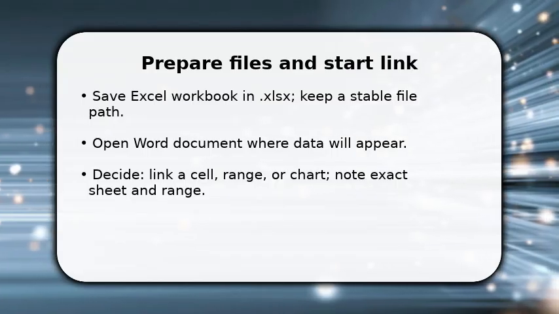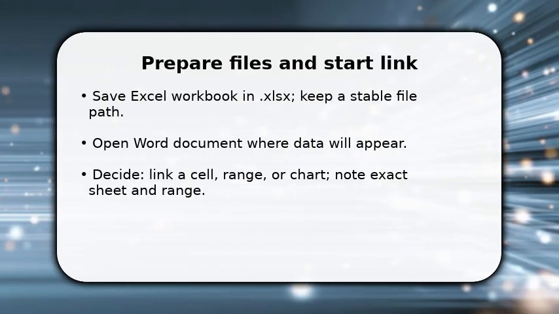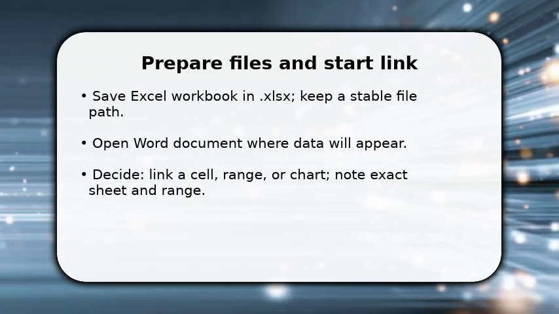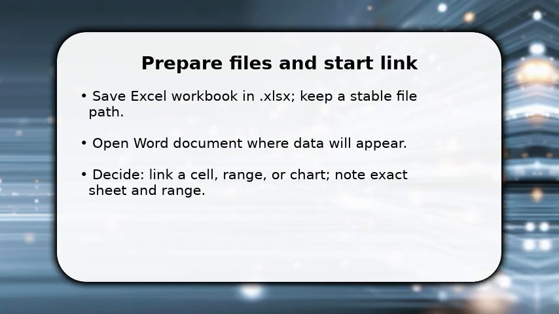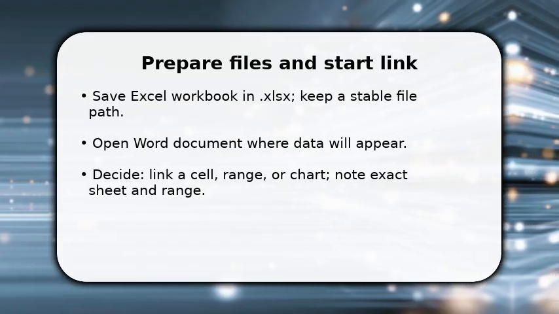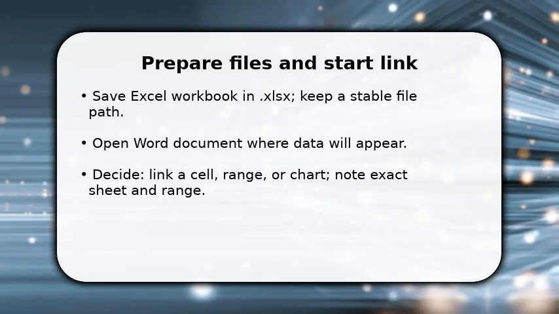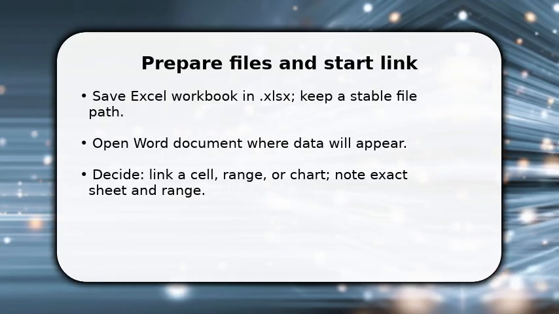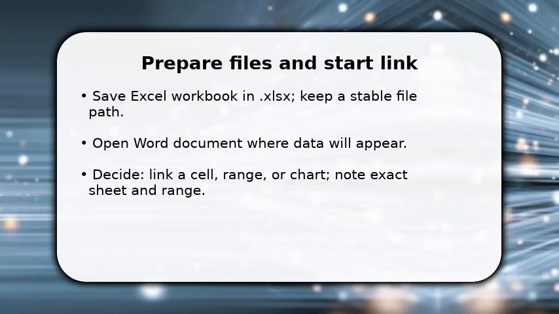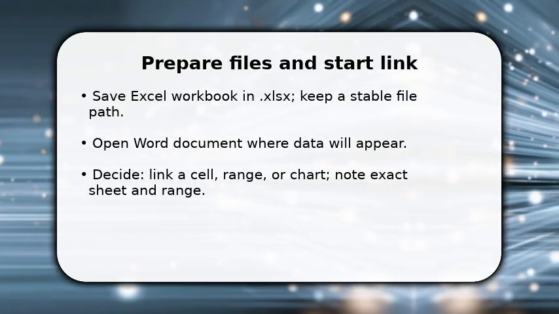You begin by confirming both files are saved and accessible. This prevents broken links later. Open the Excel workbook and the Word document together so you can copy from Excel and paste into Word. Select exactly the cell, range, or chart you want linked. Write down the sheet name and range to avoid mistakes.